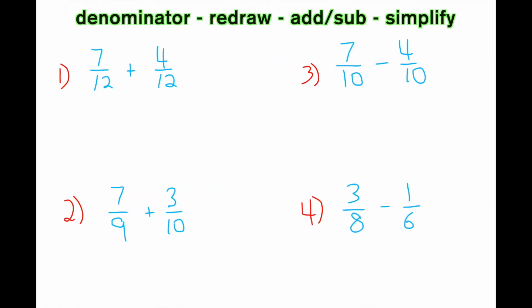You can see we've got 4 problems on the screen. Let's start with number 1. In number 1, we've got 7/12 plus 4/12. The first thing we need to do is find a common denominator.